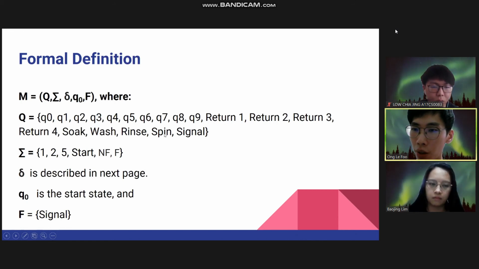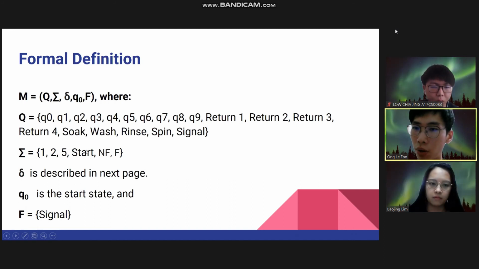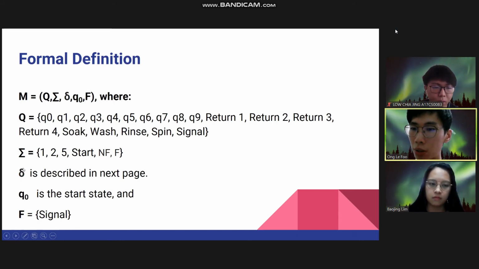Our input has 1 ringgit, 2 ringgit and 5 ringgit. Then also start, when you press start, the washing machine will start. Then NF and F. NF is for not finish and F is for finish. Q0 is our start state and F is our signal, which is the final state. Next.